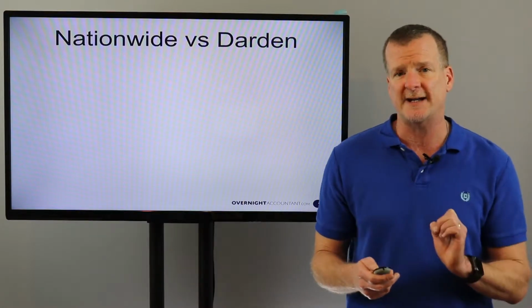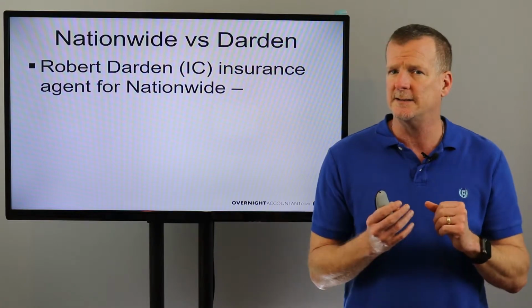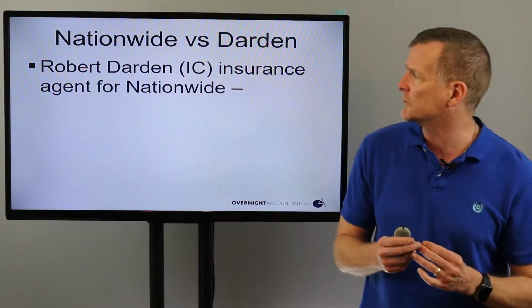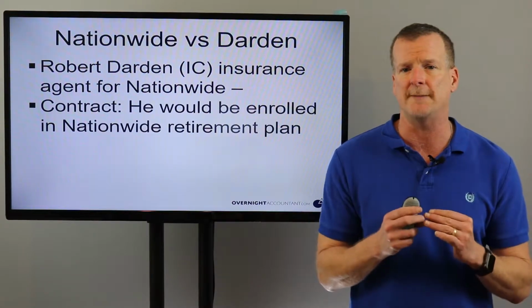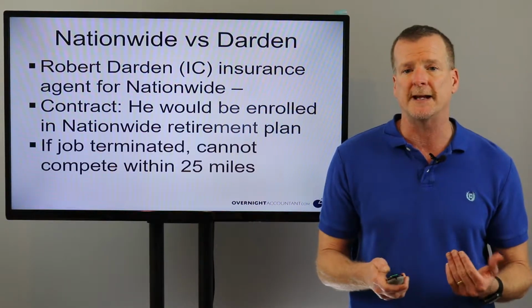Let's go over some of the facts in this case just to make you understand what we're dealing with and why this is kind of creeping into the state issues and not just an IRS issue anymore. See, Robert Darden was treated as an independent contractor. He was basically an agent for Nationwide. He had an agency for Nationwide. According to his contract, they would enroll him in the Nationwide retirement plan.